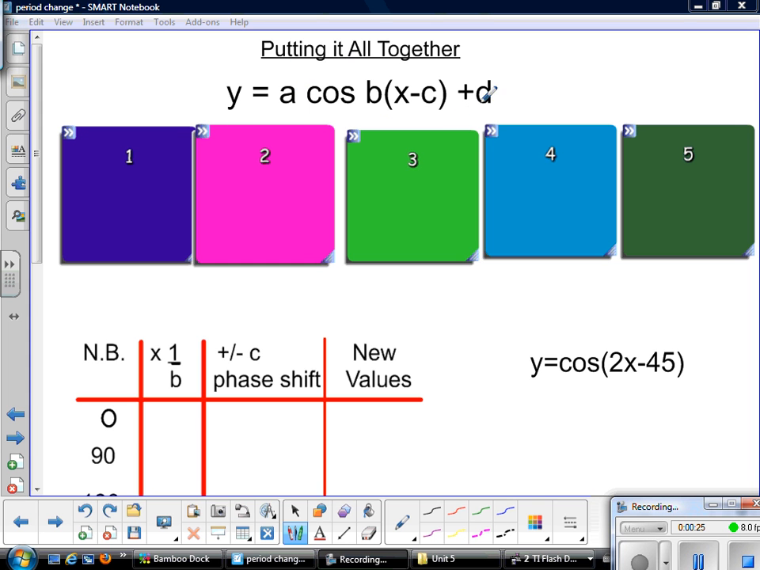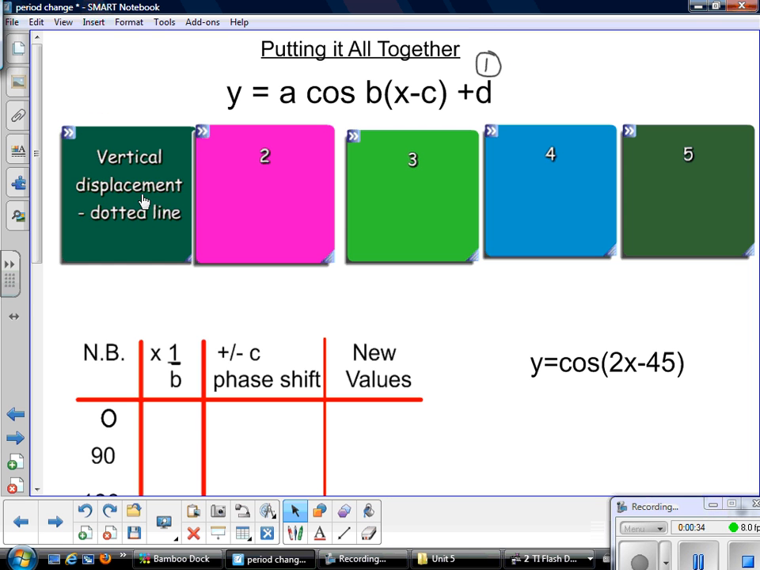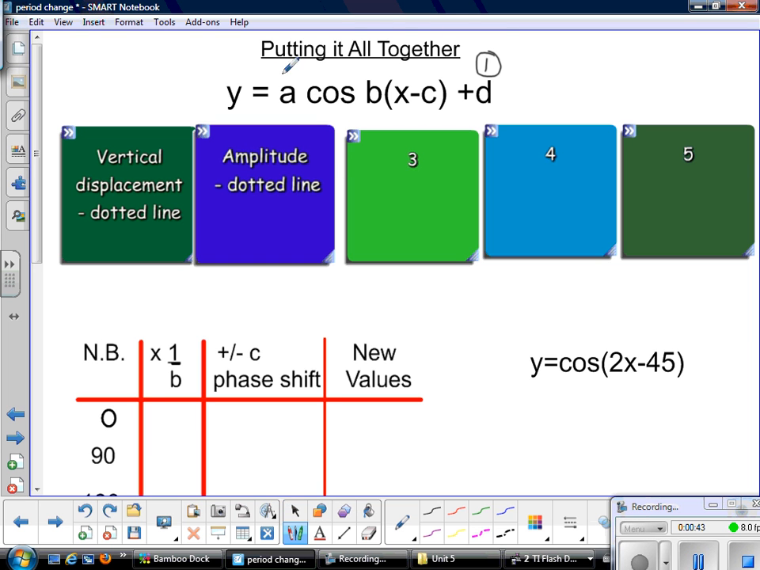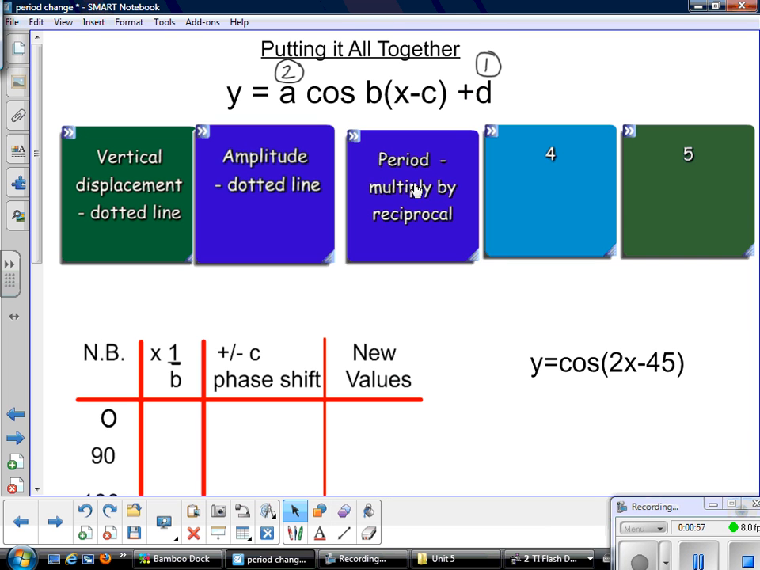So if I was asked to graph this, the first thing that I would do is look at the D, and that would be my vertical displacement. And I would put a dotted line through the y-axis at that location. The next thing I would look at would be the amplitude. And the amplitude I would put so many units up and so many units down from that vertical displacement dotted line. The next thing I would do, if it's in this form, is figure out my period, because remember B determines that, and multiply all those important values by the reciprocal of that.